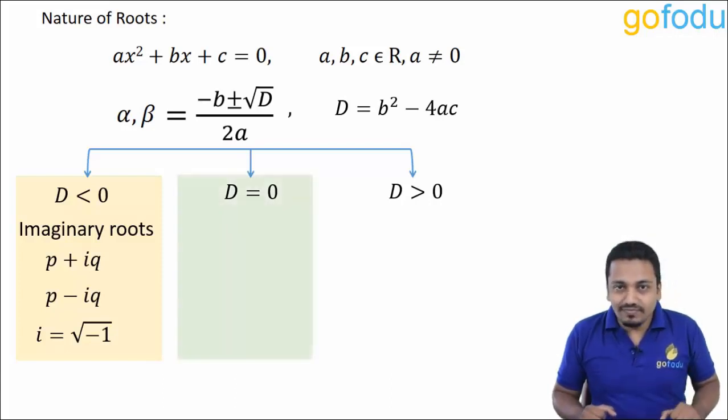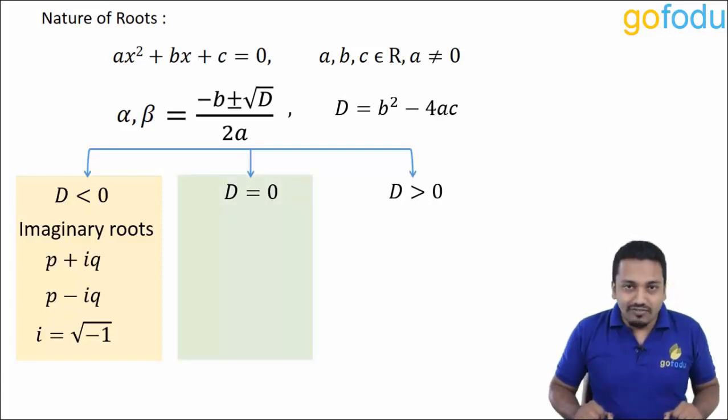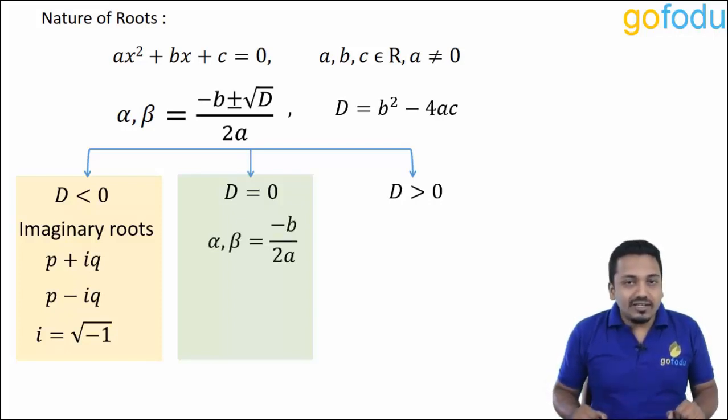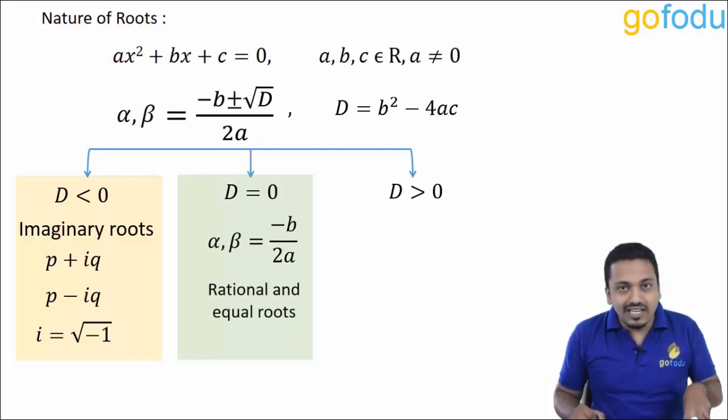If D is 0, both the roots will be equal. Simple. Put D equal to 0 in the formula. Alpha and beta both will be equal to minus b by 2a. So we get rational and equal roots.